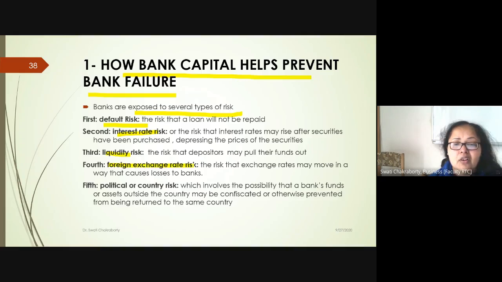Fourth is foreign exchange rate risk, the risk that exchange rates may move in a way which causes losses to banks. Fifth is political or country risk, which involves the possibility that a bank's funds or assets outside the country may be confiscated or otherwise prevented from being returned to the home country. So, because of a political situation or instability in the foreign country.